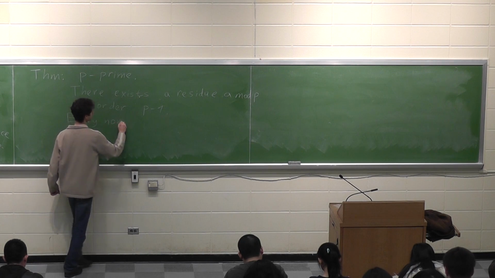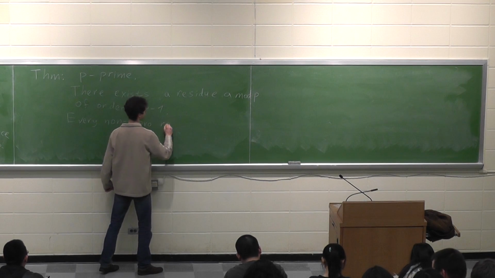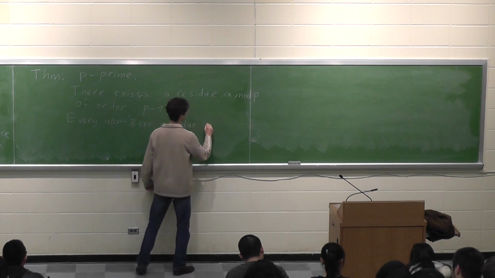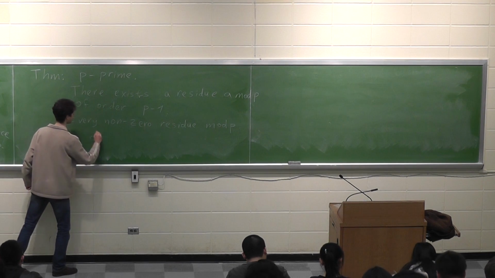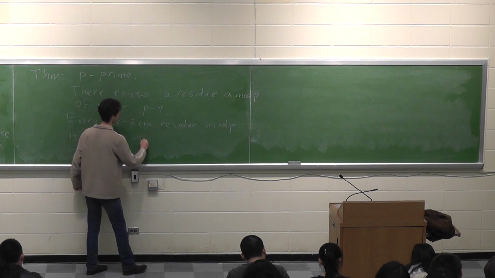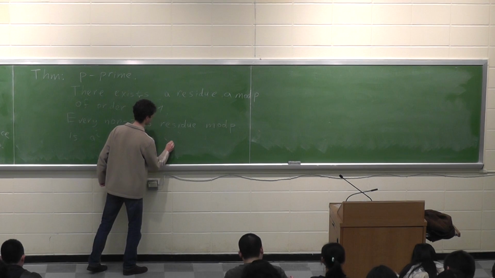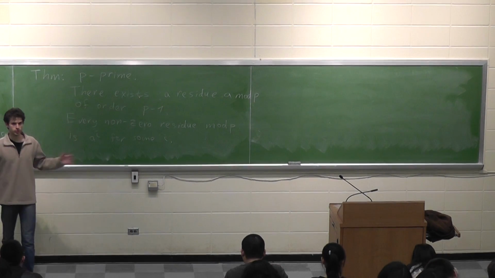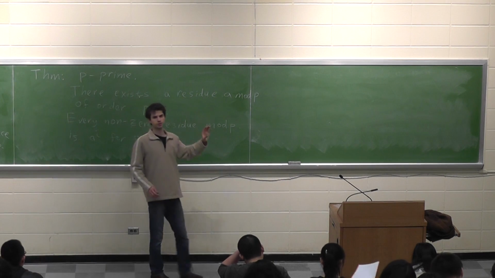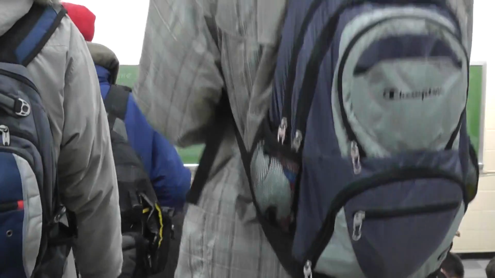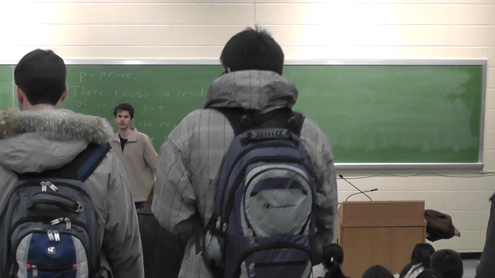Every non-zero residue modulo p is a power of this number, a to the power i for some i. So we proved the following theorem. There is some number modulo p such that first of all its order is exactly p minus 1, the largest possible order. It follows from this that every number modulo p which is not equal to 0 is some power of this primitive element.